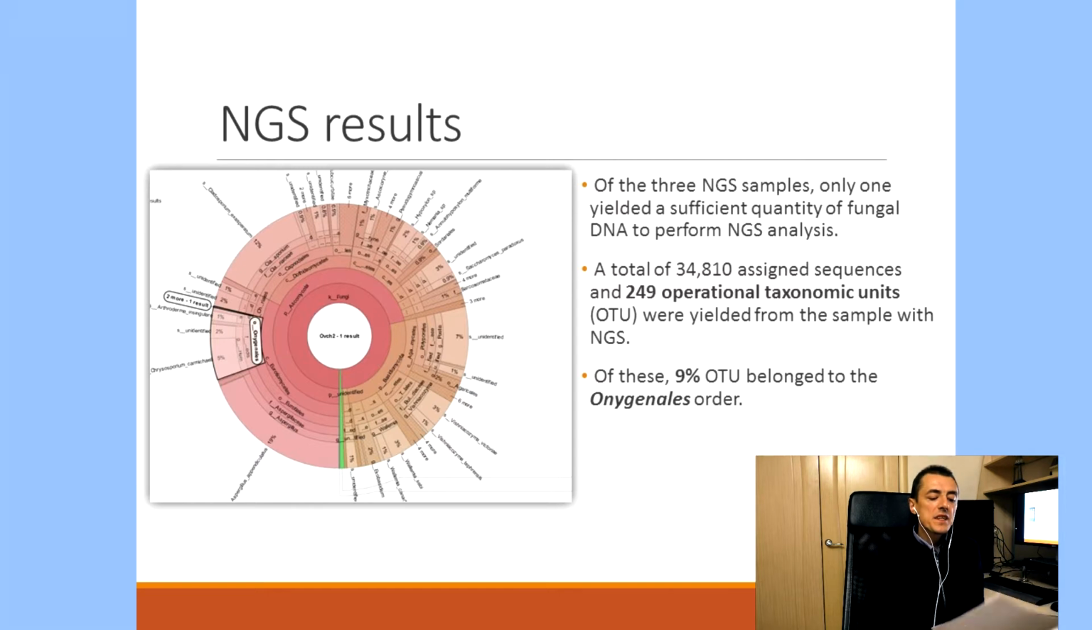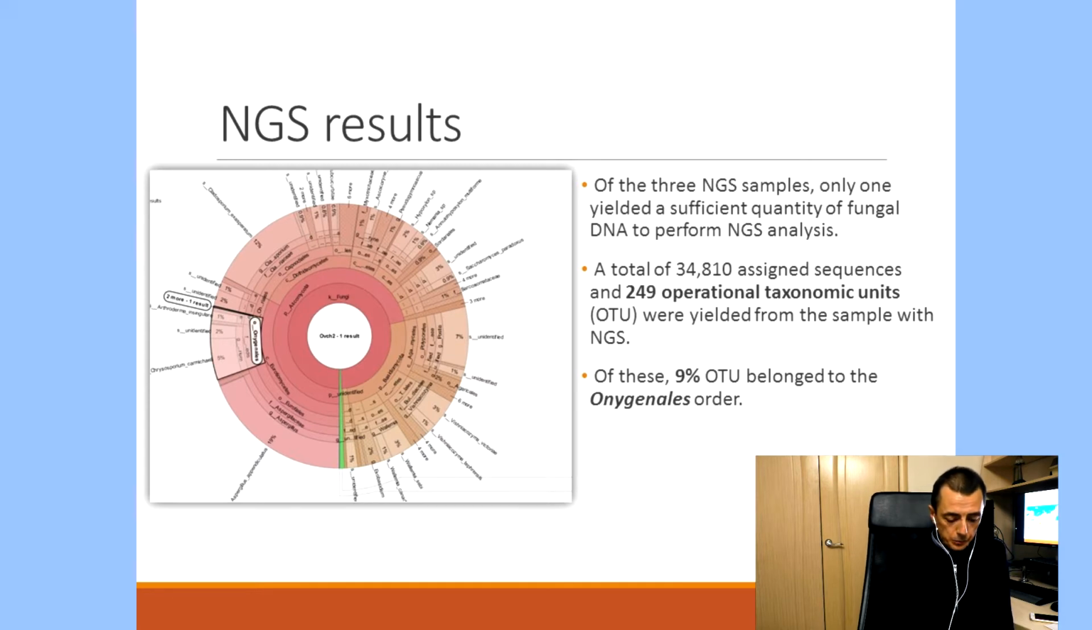Here we can see the interactive diagram of metagenomic NGS analysis. First of all, it should be noted that 3 samples were subjected to NGS and only one of them yielded a sufficient quantity of fungal DNA to perform NGS analysis. In fact, we were able to get the results for only one sample. And here we can see that a total of 249 operational taxonomic units were detected in the sample by NGS.